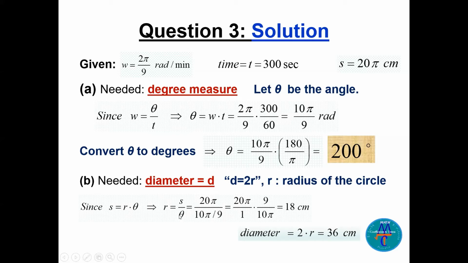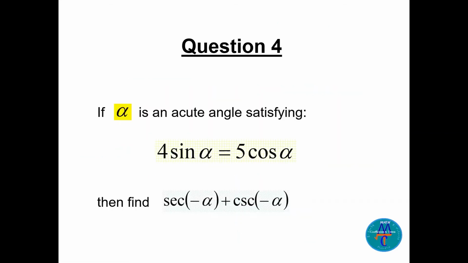Remember here in this theta, we have to find theta in radians. So you can use only the radian part for theta, not 200. So 20 pi over 1 times 9 over 10 pi. This is the reciprocal. It will be 18 centimeters. This is the radius. So the diameter will be 2r, 36 centimeters.